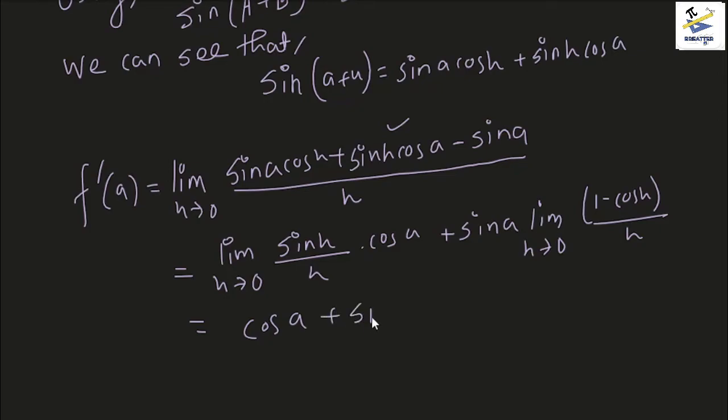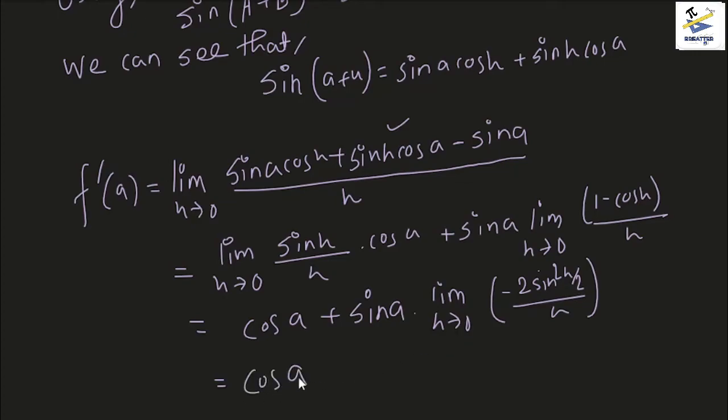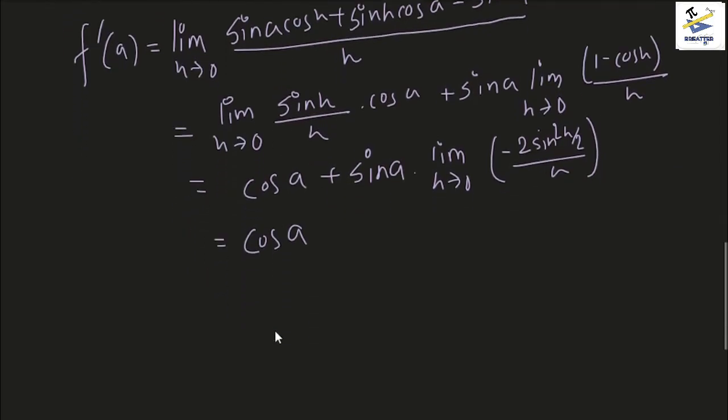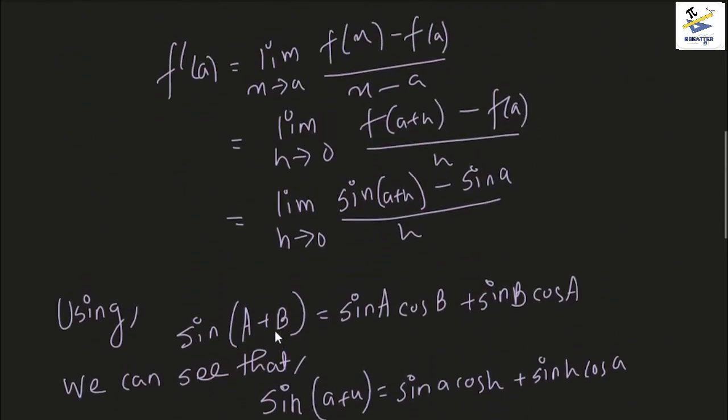And the next one, sin A into, now we first use the formula for 1 minus cos theta is equals to 2 sin square theta by 2. So using that formula, it becomes minus 2 sin square h by 2 by h, and this limit goes to 0, because if it was sin h by 2, we could have found the answer, but since it is sin square h by 2, it goes to 0. So the answer is cos of A. So the derivative of sin of x at the point A is cos of A, right?